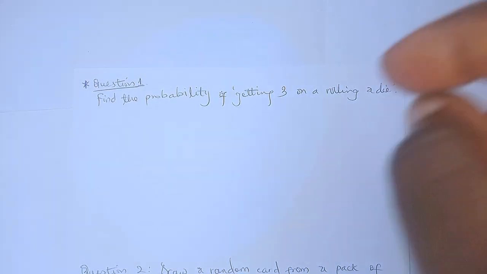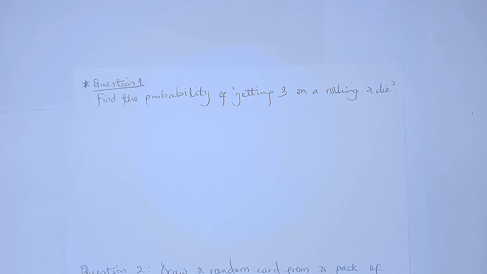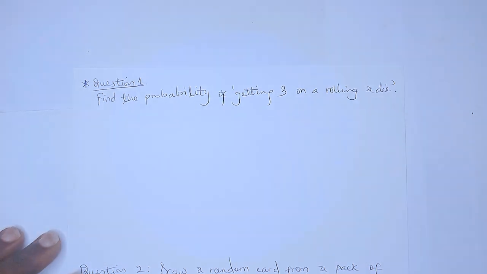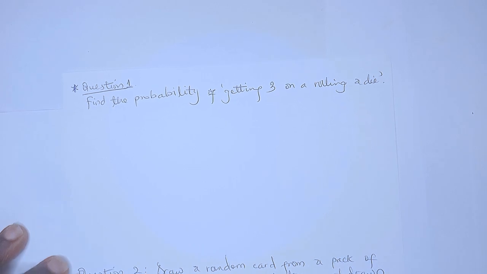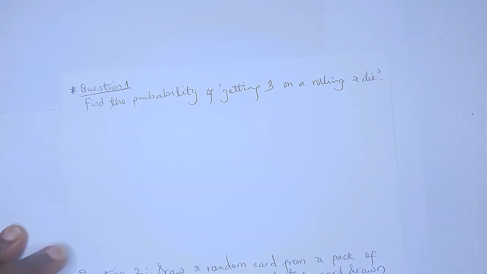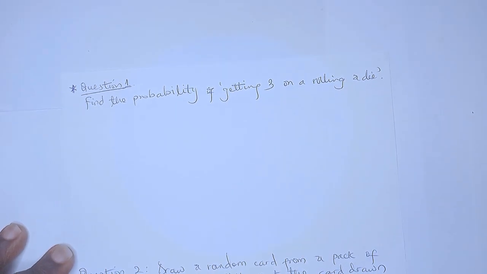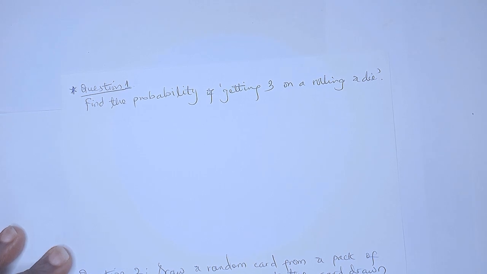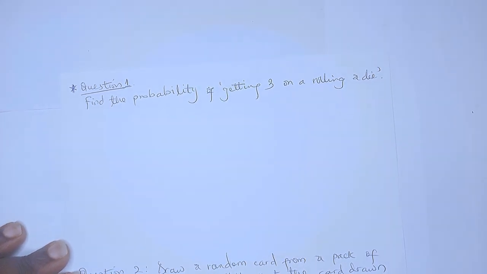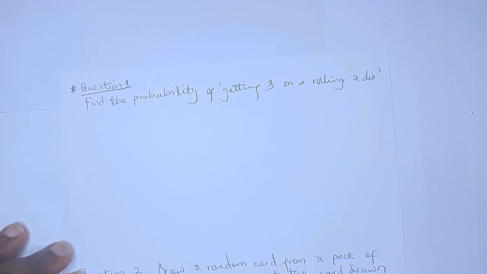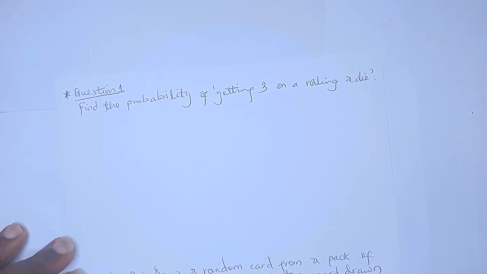Alright, so we have the first question here. Find the probability of getting 3 on a rolling die. Now, when you talk about probability, there are certain situations that are commonly used. Number 1, the tossing of a coin, the rolling of a die, and then you have a pack of cards. So this question is dealing with the rolling of a die.